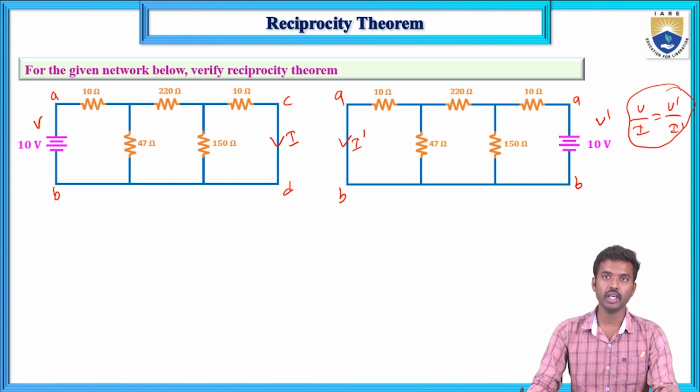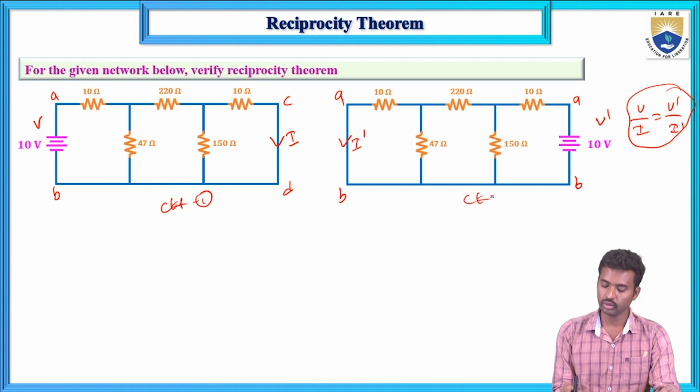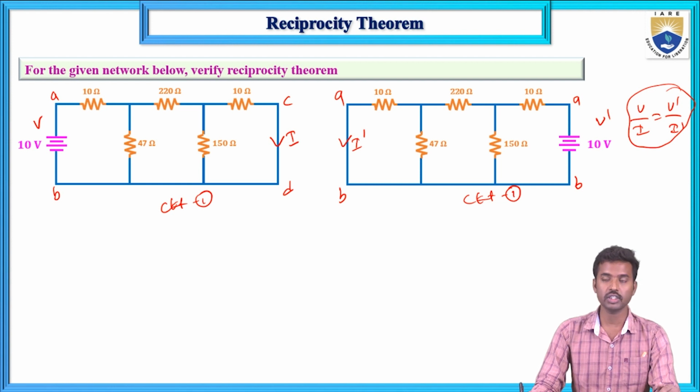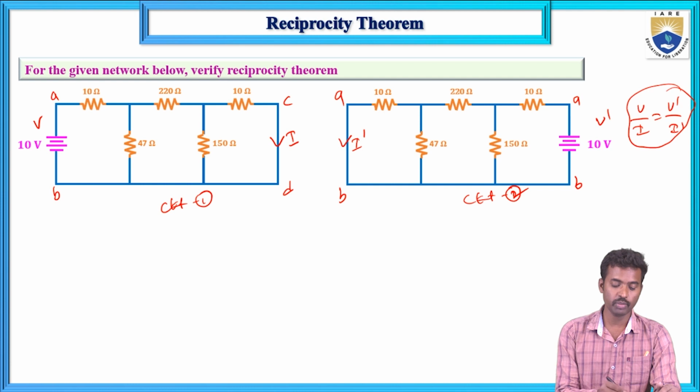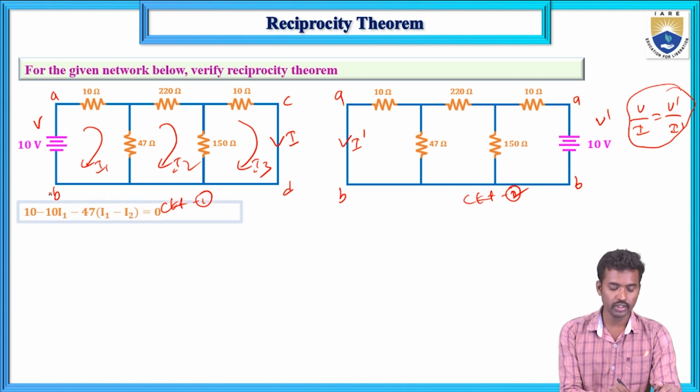So first, apply KVL in the first mesh of network 1, circuit 1. This is circuit 1 and this is circuit 2. Circuit 1 means the positions of response and excitation are not interchanged, and circuit 2 means the positions of response and excitation are interchanged. So in the first mesh, this is I1, this is I2 and this is I3. Now here, 10 volts is the rising voltage, and 10 into I1 and 47 into (I1 minus I2) equals 0. This is equation number 1.